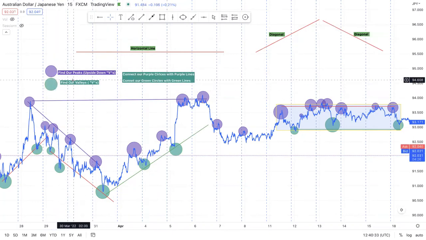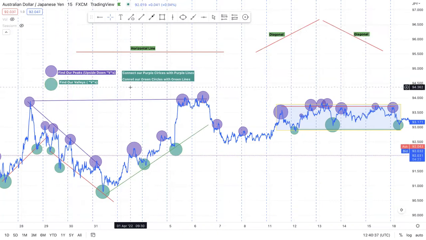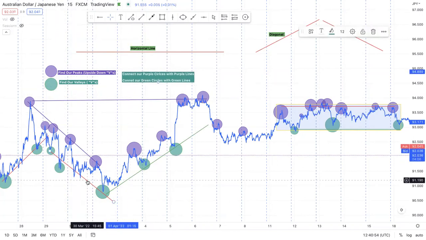Okay, cool. Was that fine? Was that something that you think we can do again and again? And I'm going to show you how much money you could have made by doing this correctly, okay? So we just have to find our peaks, which is our upside down V's, find our valleys, which is just the V's, connect them with lines, okay? And then delete this one right here.